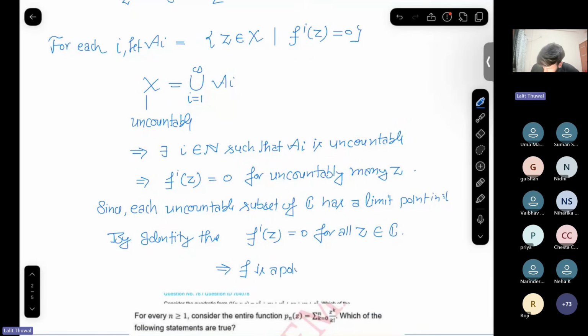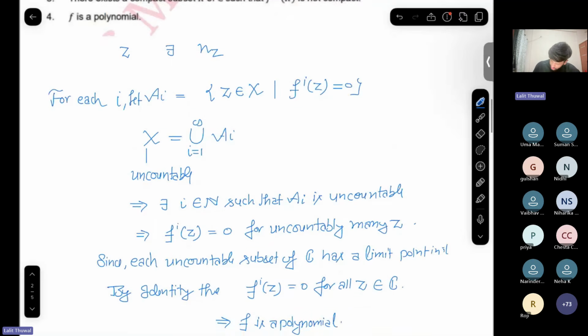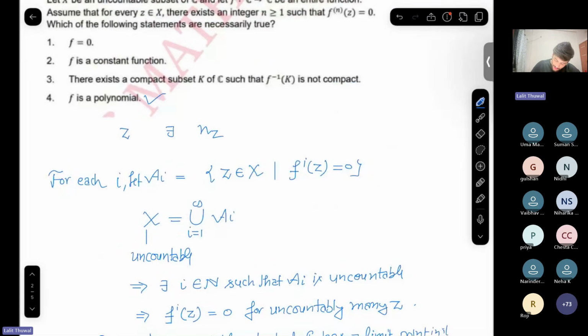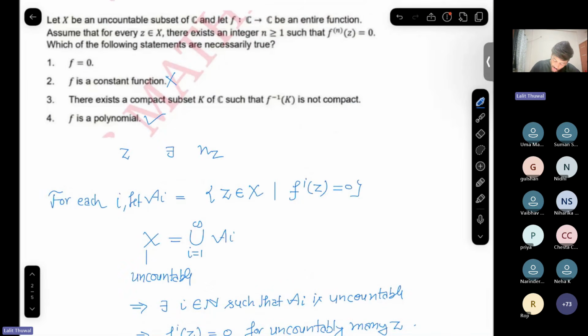And there are some words about this problem. Okay, so f is a polynomial. f is a constant function is not true, right? f is 0 is not true because these can be eliminated also. See, this question can also be solved very quickly in the exam. So let me tell you, suppose that you want to eliminate some options. So pick f(z) equal to z, right? The first one and the second one are wrong.